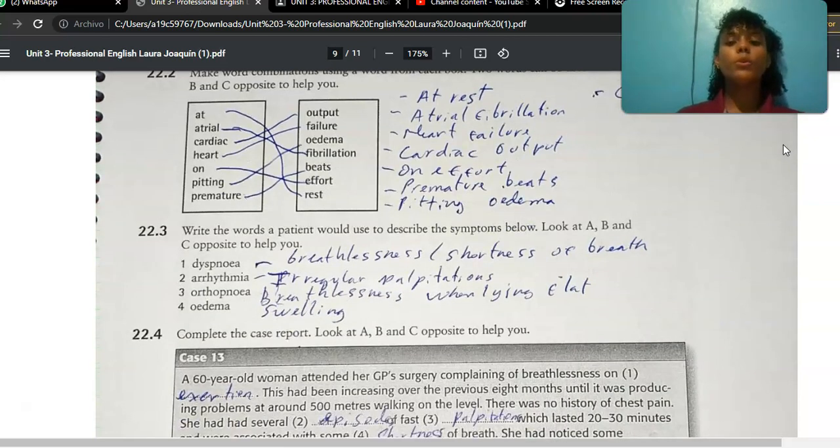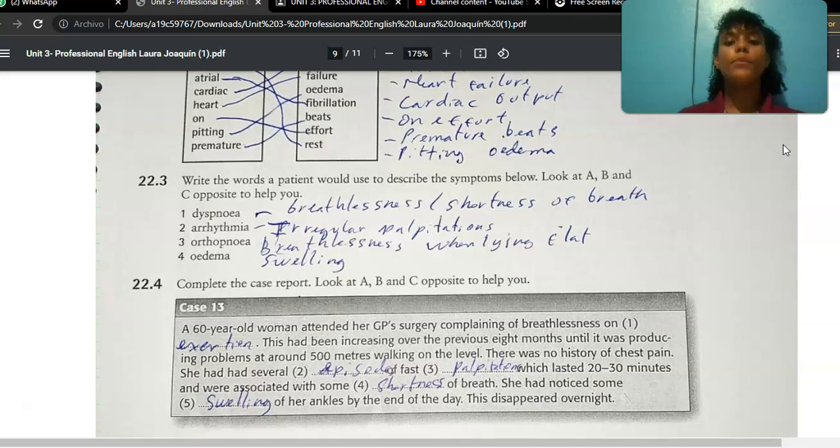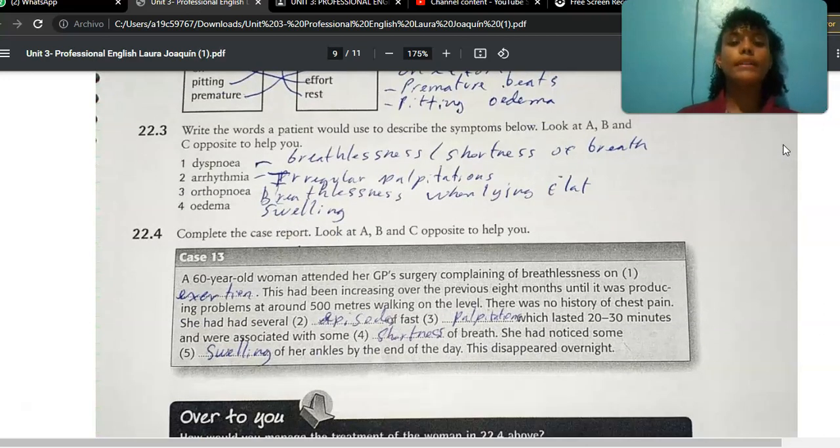Write the words a patient would use to describe the symptoms below. Look at A, B, and C opposite to help. Dyspnea: breathlessness or shortness of breath. Arrhythmia: irregular palpitations. Orthopnea: breathlessness when lying flat. Edema: swelling.